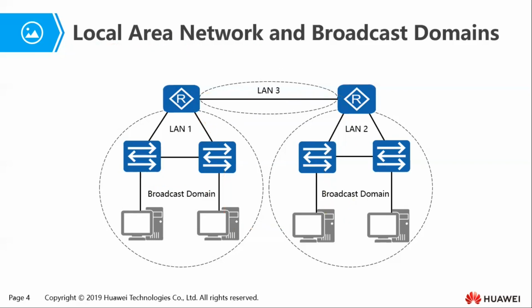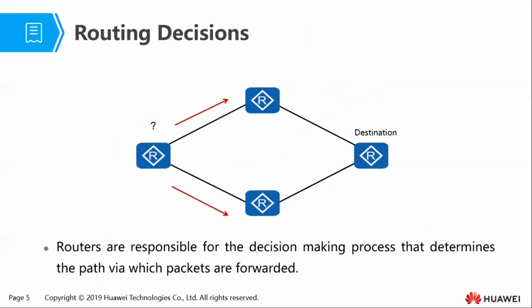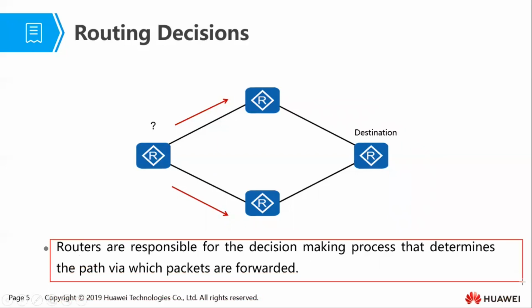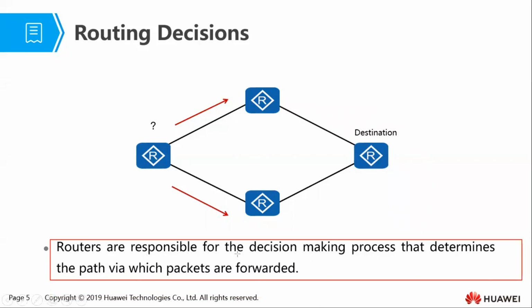Okay, so let's see, how does the router make routing decisions? Routers are responsible for the decision-making process that determines the path via which packets are forwarded. So in this particular example, we want to come to this destination. We want to come to a network that is here, interconnected to that router. So when we receive a packet, do we forward it through this route or through this route? So which route should we follow?